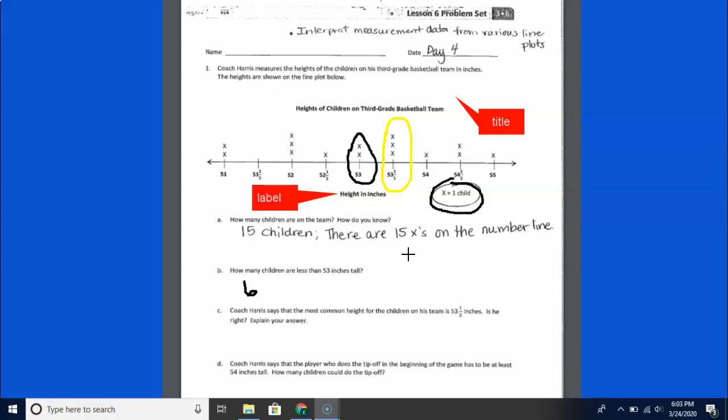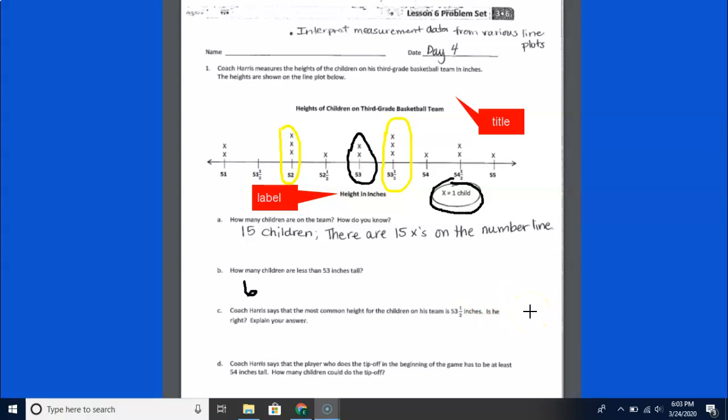So is he right that that is the most common height for the children on the team? I would say that at 53 and a half, yes, there are more children here than we see in other places. We can also see at 52 inches there are also 3 students. So to answer this, I would say that yes, 53.5 is the most common, but so is 52 inches, because there are 3 students at 52 inches and 3 students at 53.5 inches. The rest of the measurements have fewer students than those 2 measurements.